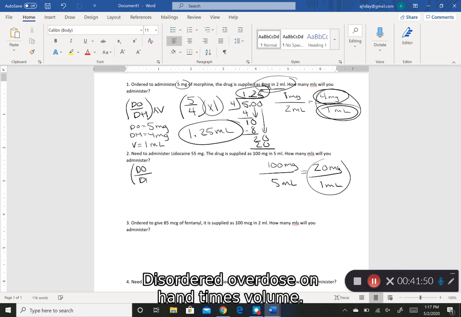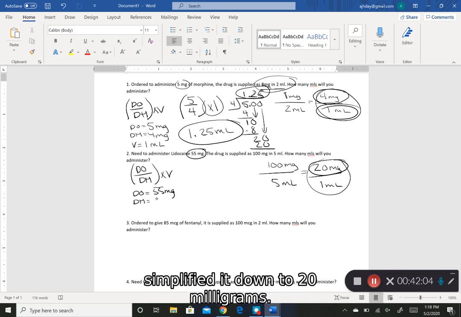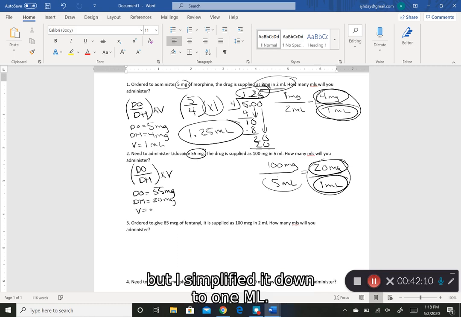Dose ordered over dose on hand times volume. My dose ordered, I want to give 55 milligrams. My dose on hand, I have simplified it. It was 100, but I simplified it down to 20 milligrams. And my volume was 5, but I simplified it down to 1 ml.